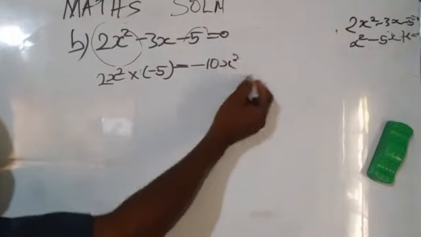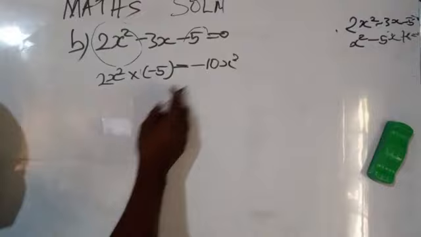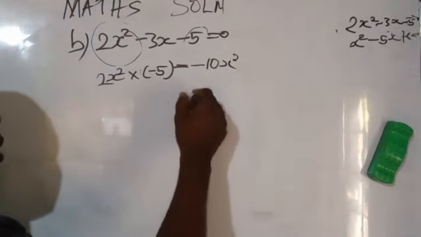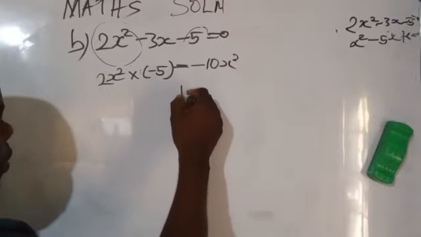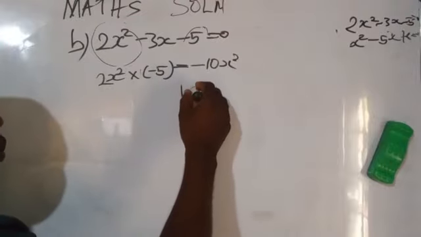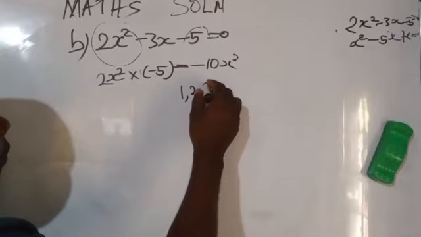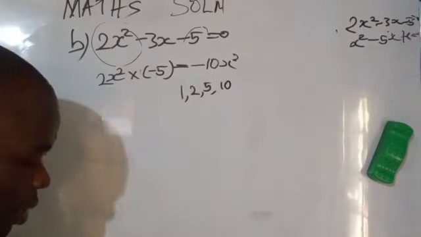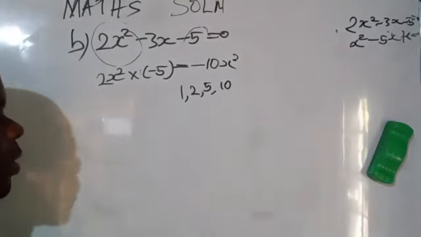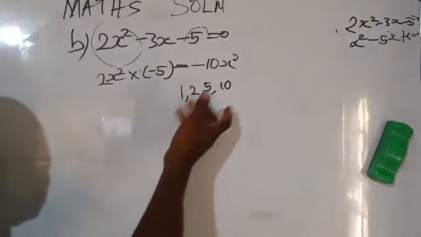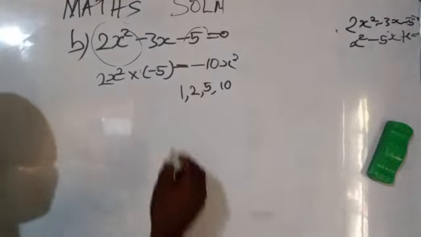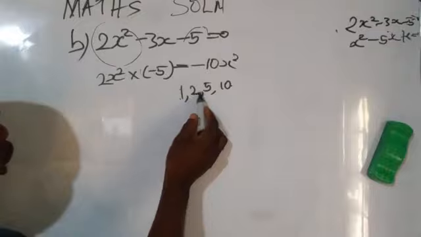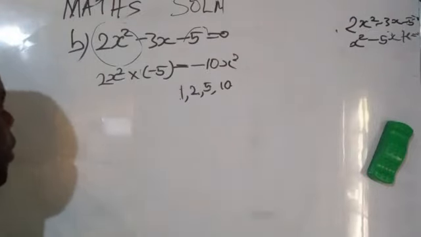find the factors of this 10. Factors of 10. What are those numbers that can divide 10 without remainder? You have 1. You have 2. You have 5. And you have 10 itself. Okay? So in pairing, what are the pairs that can give you this 10 back? So the pairs are 1 and 10 itself. That is 1 times 10, 10, and the 2 and the 5. Okay? That is 2 times 5.